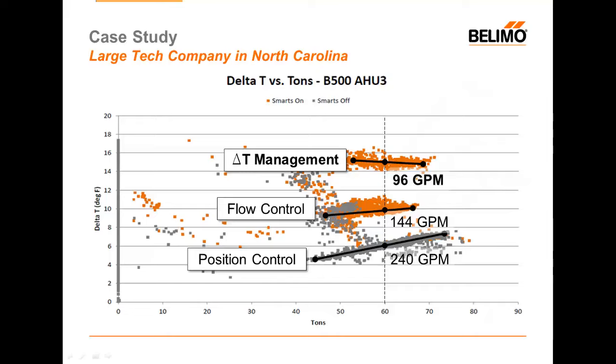So between position control and delta T management, we're able to reduce the flow rate to about 40% of its original value. So we're under 100 gallons a minute, we're still offsetting a 60 ton load, and we're using significantly less water to do it. So this is a fairly impressive result and certainly has an enormous impact on the energy consumption at this facility, both in pumping power and general plant efficiency.